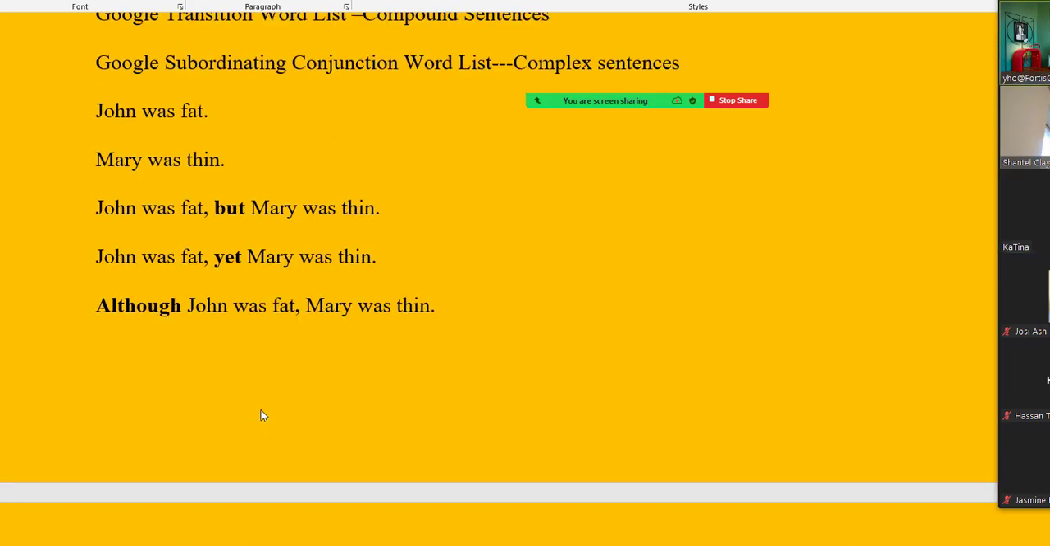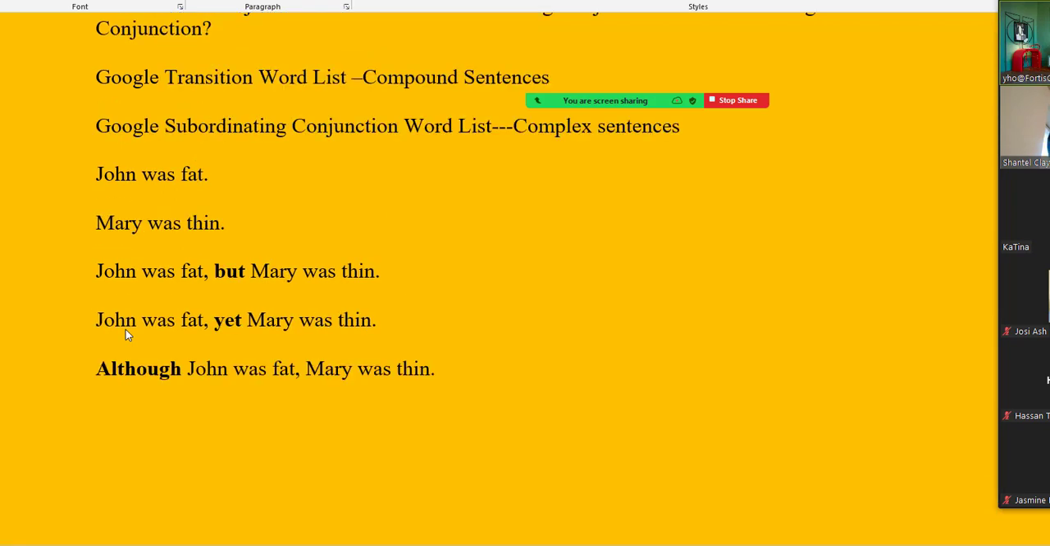Where is that in the sentence? Although, you can actually have it as, although John was fat, Mary was thin. You can also say John was fat, although Mary was thin. And so you could put although either at the beginning of the sentence or in the middle of the sentence. Just like, yet John was fat, Mary was thin, although that's very British talk. But I'm not going to do British English here. Stick to American English.